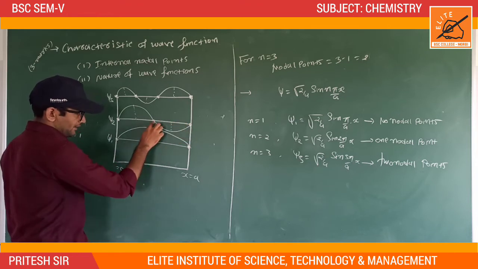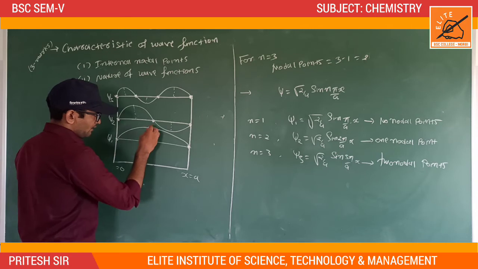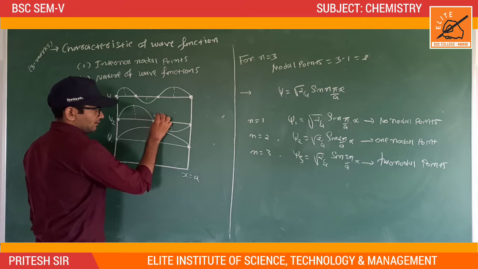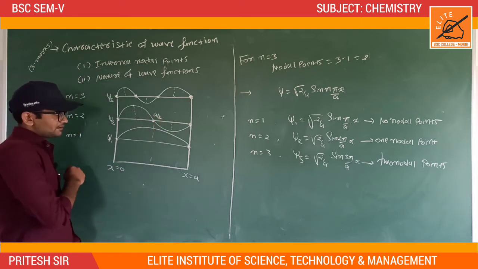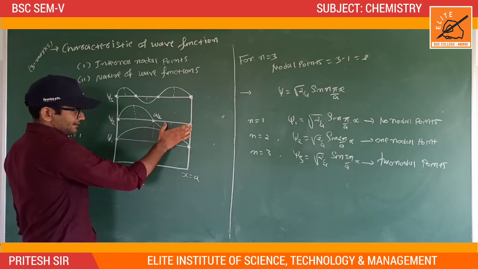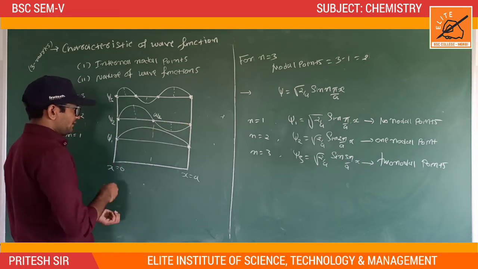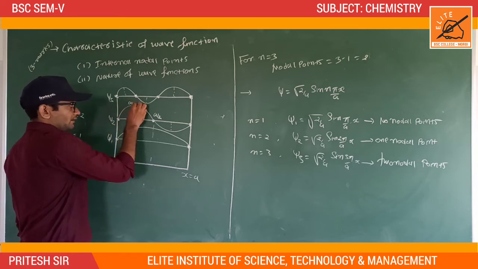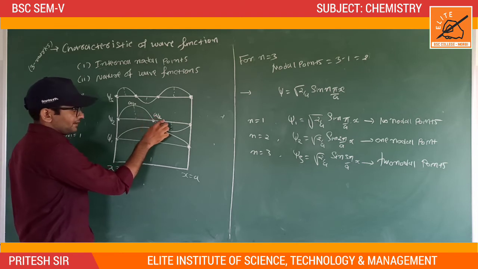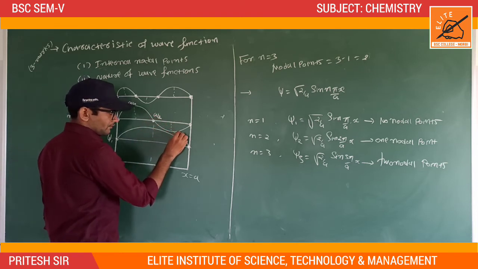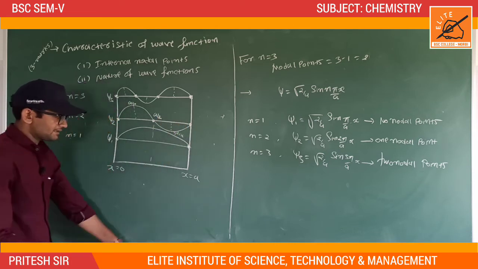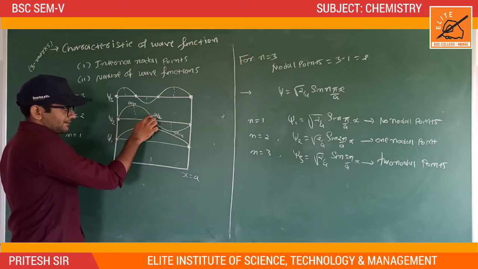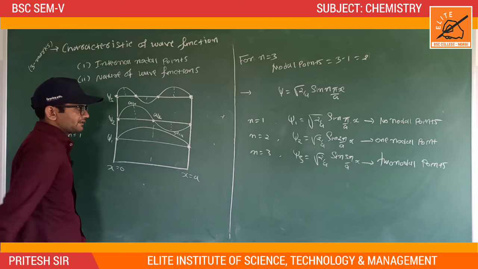It means the value here becomes x is equal to a by 2 because one straight line is divided into four parts. This one the value here is a by 4. Here 2a by 4, it means a by 2. Here 3a by 4, and here a, x is equal to a. So this part is a by 4, this one is 2a by 4, it means a by 2, and this is the 3a by 4, and this is a.